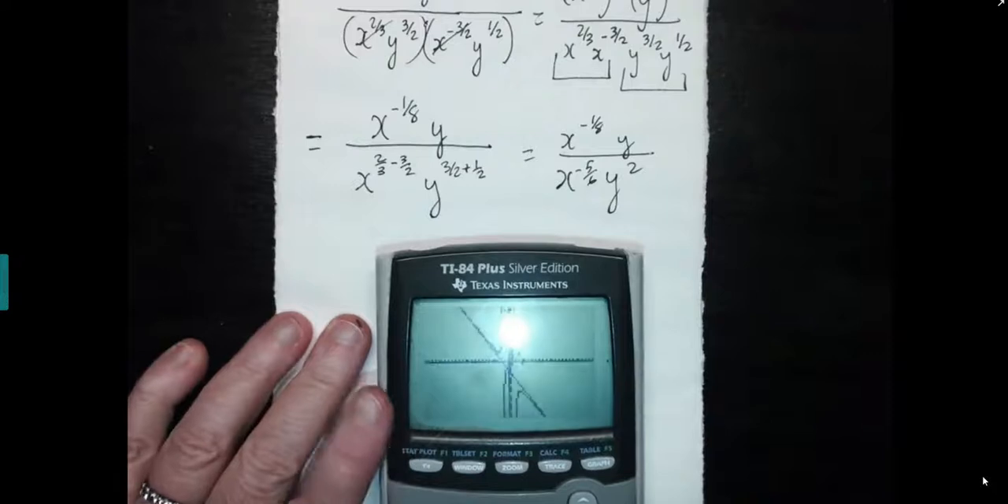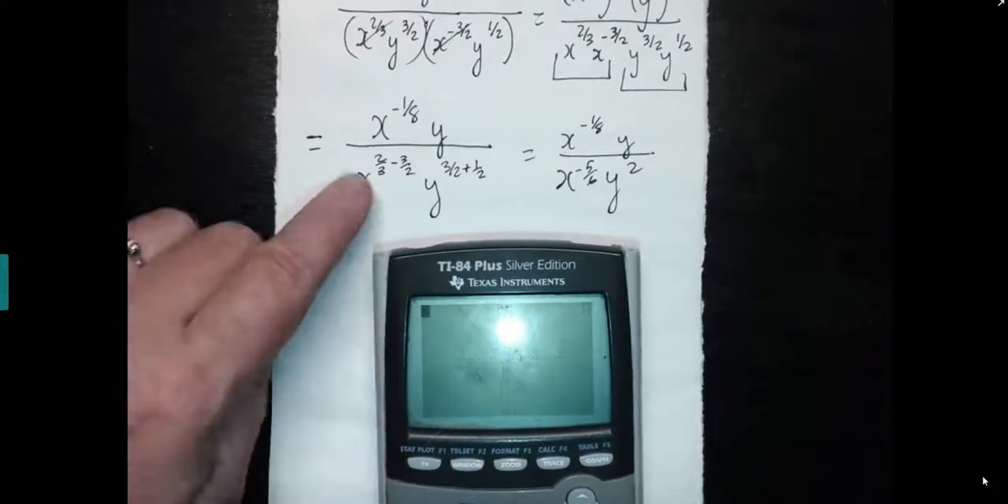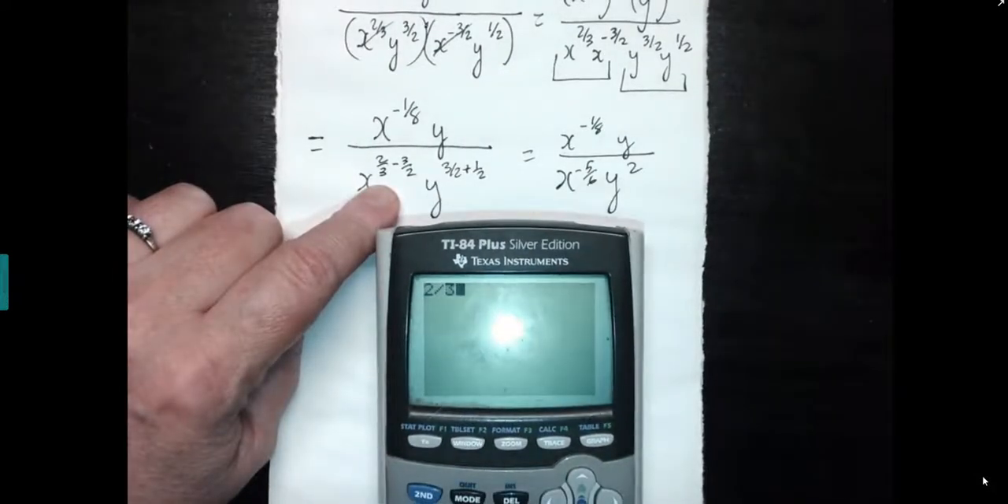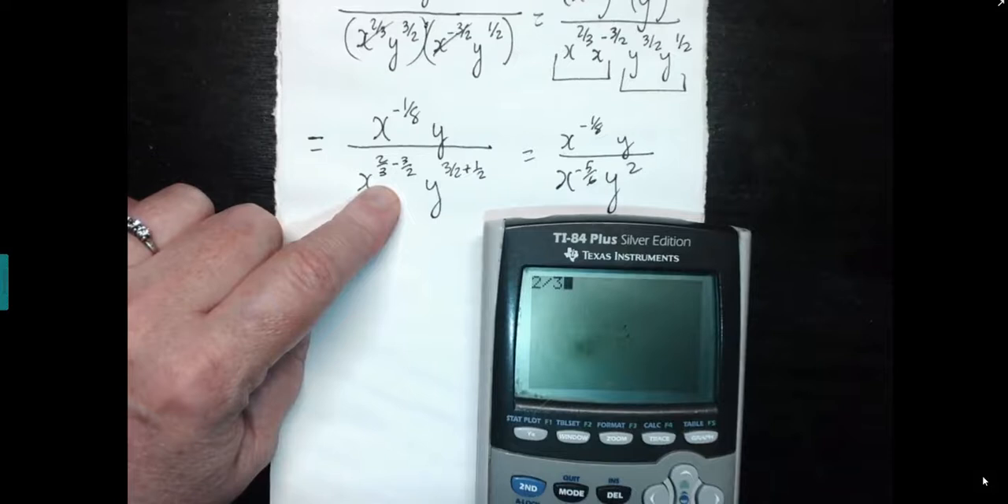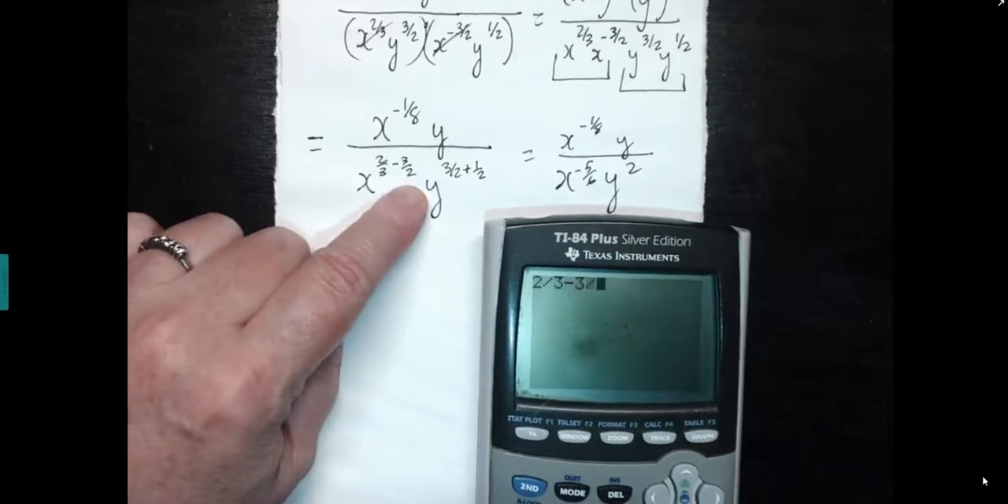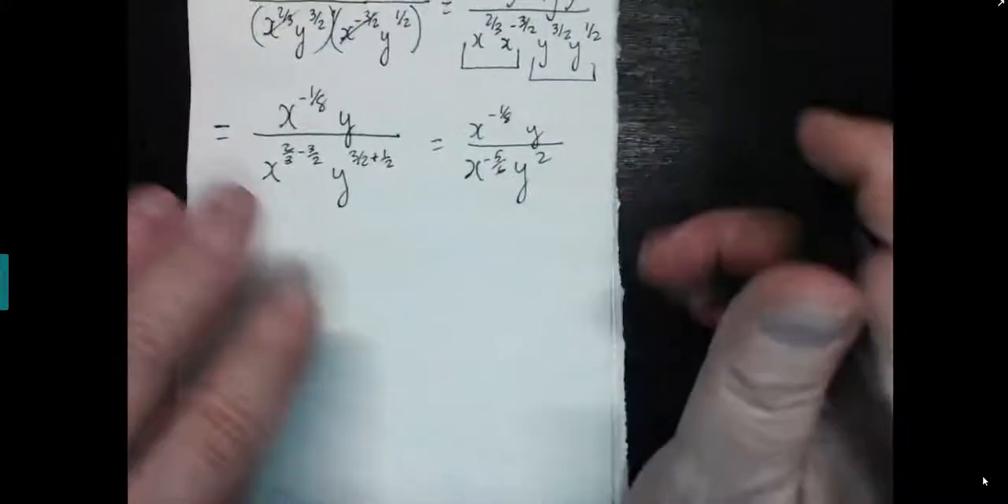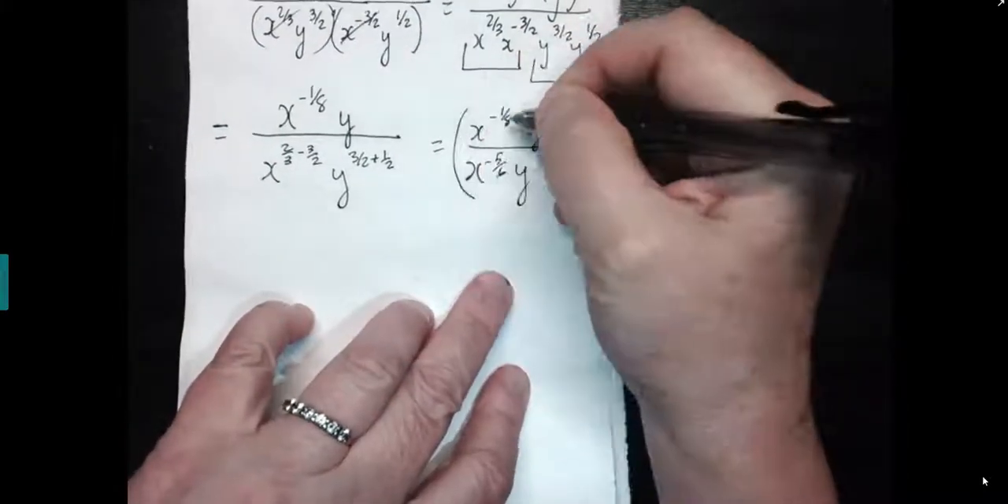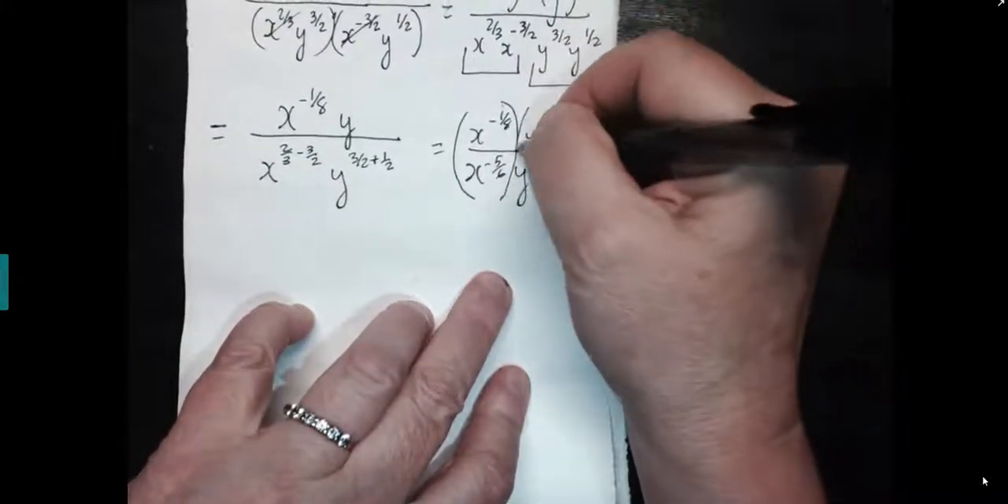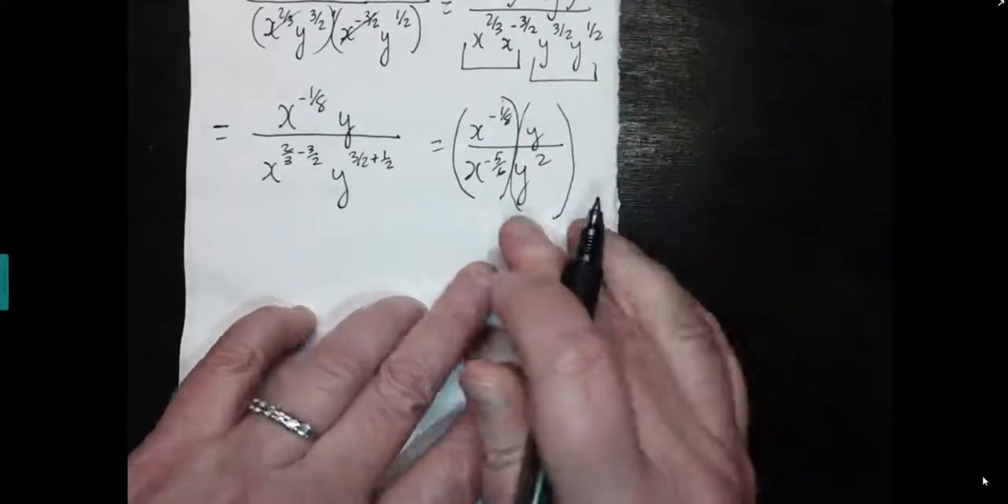Or I could have used my calculator. 2/3 minus 3/2, then press math and enter, enter. So minus 5/6. So it's the same thing. Now I'm going to group them. This fraction is the same as the product of that times that. And I'm going to use the exponent rules.